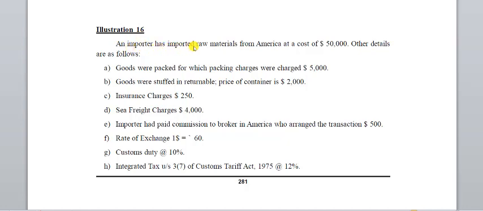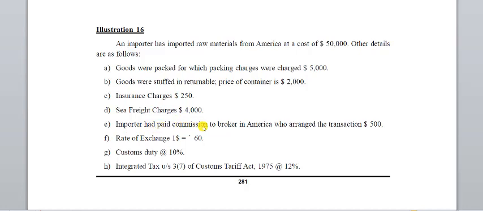An importer has imported raw materials from America at a cost of $50,000. Other details are as follows. Goods were packed, for which packing charges of $5,000 were charged. Goods were stuffed in a returnable container. Price of container is $2,000. Returnable container, as we all know by now, we have to ignore this data. Insurance charges $250. Sea freight charges $4,000.